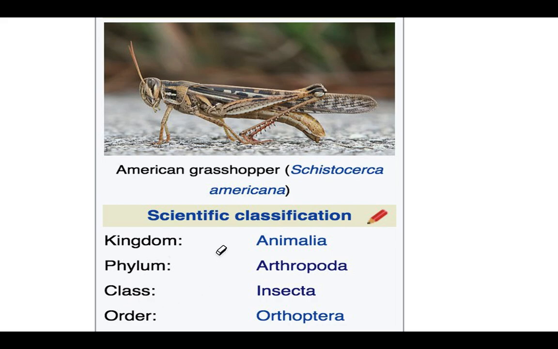So we have the kingdom Animalia, and then the phylum is Arthropoda. Arthropods are made up of an exoskeleton. And then class Insecta, and then order Orthoptera. So this is how you can classify, looking at the classification system.